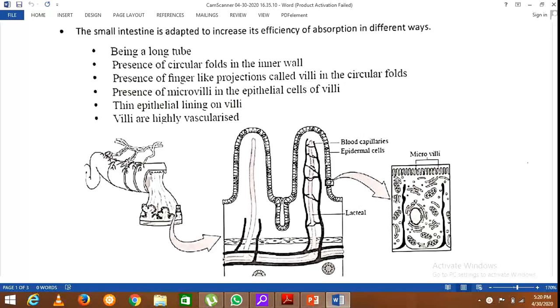So we'll start with the small intestine. So already you know that it is a long tube which is about 7 meters in length, and this has been highly adapted to increase the efficiency of absorption. That has happened in several ways. First thing, it has become a long tube, and these are the adaptations to increase the surface area given for absorption.